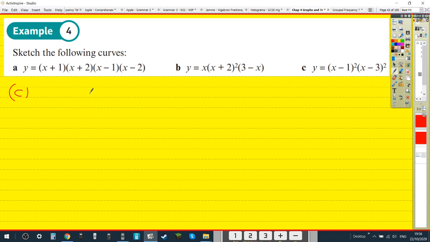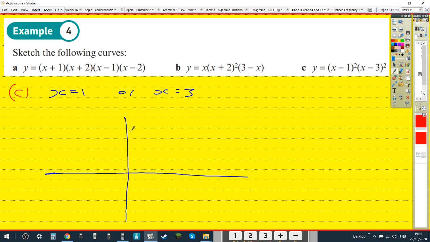Okay, so this time one of them is x equals 1, and then x equals 1 again, and then x equals 3, and x equals 3, and then the y-intercept is 9. Well done. Then you plot them on the graph, so it'd be 1, 3, and then it's positive, so it goes down all the way.